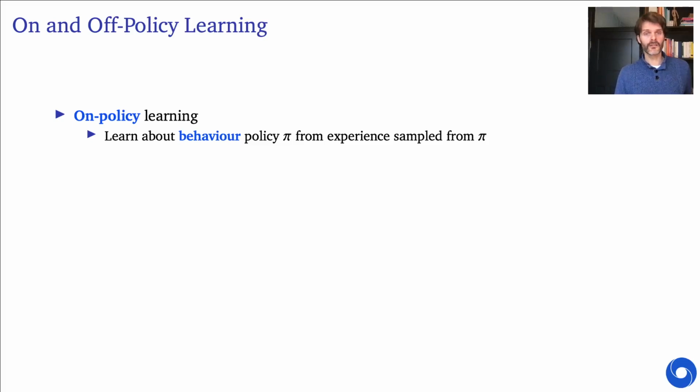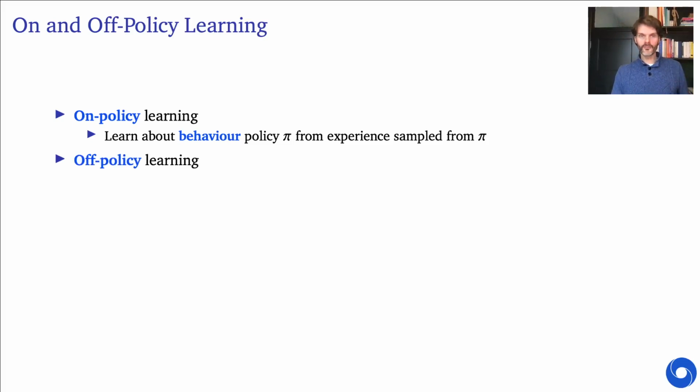On-policy learning is about learning about a behavior policy from experience sampled from that policy. That's what we've been discussing so far. For the Monte Carlo control algorithm and for Sarsa, and also in the previous lecture on policy evaluation, we always considered there was just one policy, and that policy would be used to generate your behavior because you want to make predictions about the value of that policy. We call that on-policy learning because we're learning about the policy that we're following.